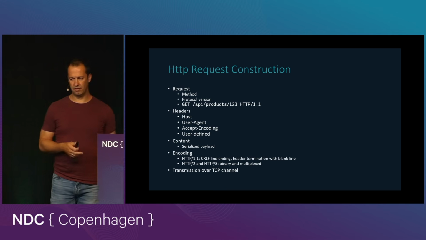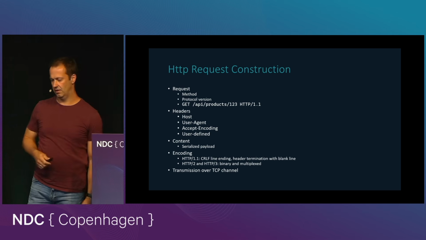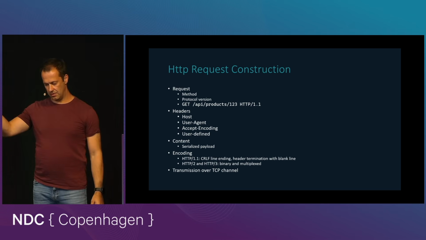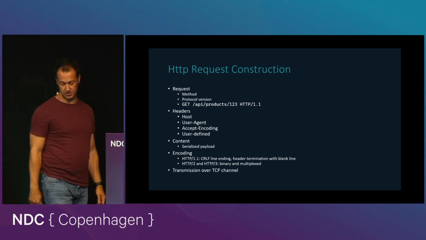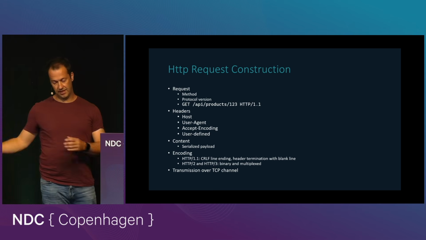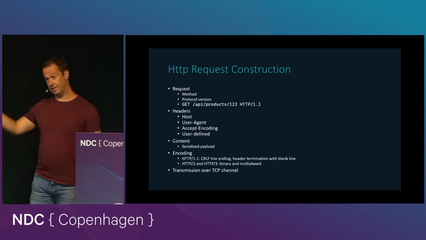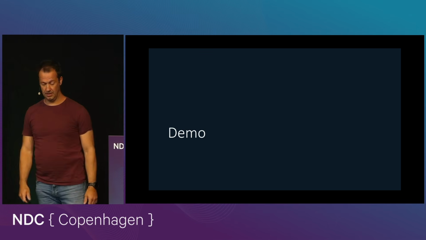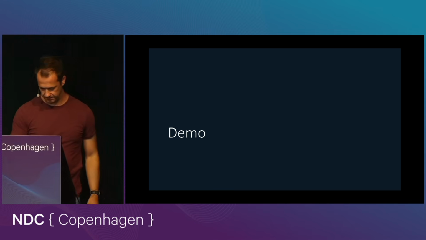There's the content. That can be content. There doesn't have to be content. Which is the serialized payload. And then there's the encoding, HTTP 1.1, 2, 3, and so on. And all of that gets sent over the TCP channel. And then the response comes back. Let's see how this works, and let's see some first pitfalls.